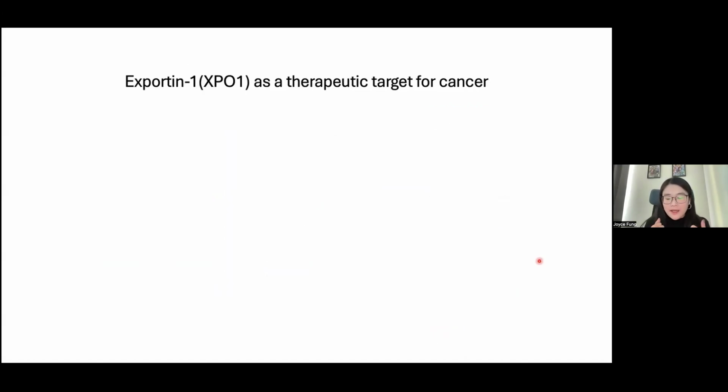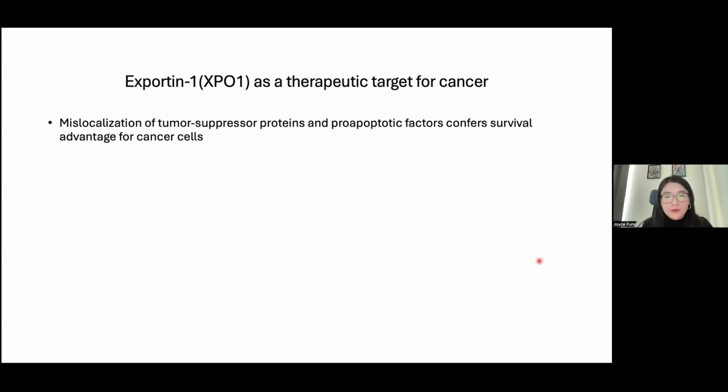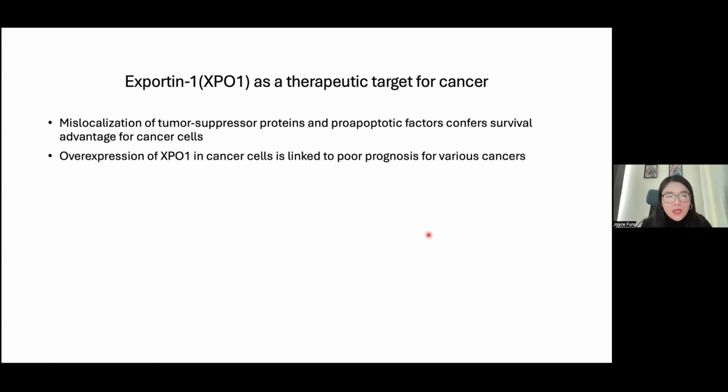Okay, so now let me take a step back again to talk about the cargos. Expo1, as I said, exports tons of cargos, many of which are tumor suppressor proteins or pro-apoptotic proteins. So one might think this could be used for cancer therapeutics, because the mislocalization of these proteins actually confers survival advantage for cancer cells. In fact, overexpression of Expo1 in cancer cells is often linked to poor prognosis for various cancers as well.